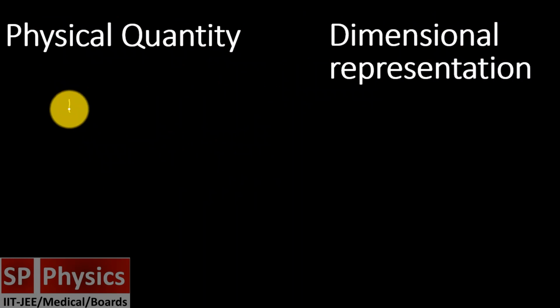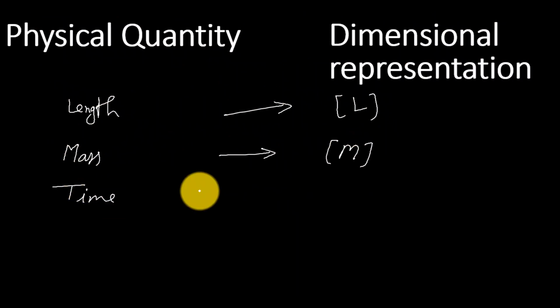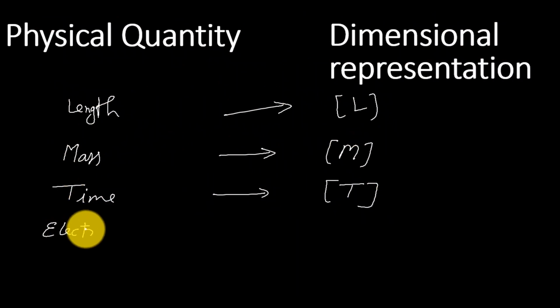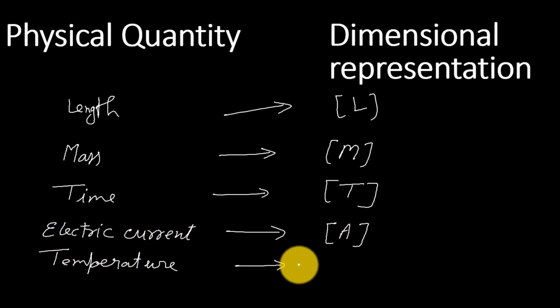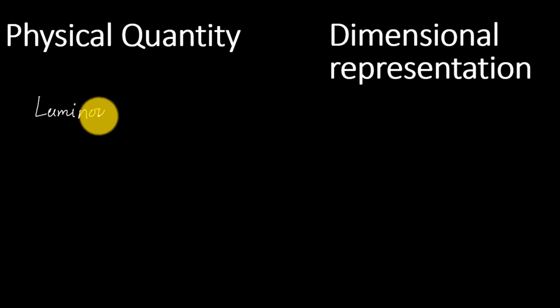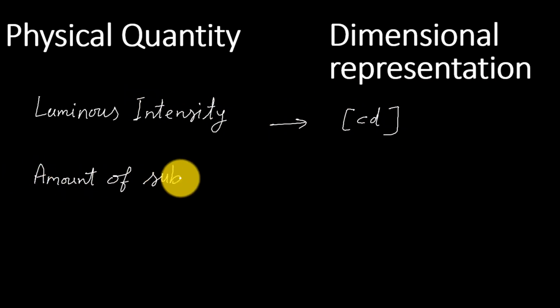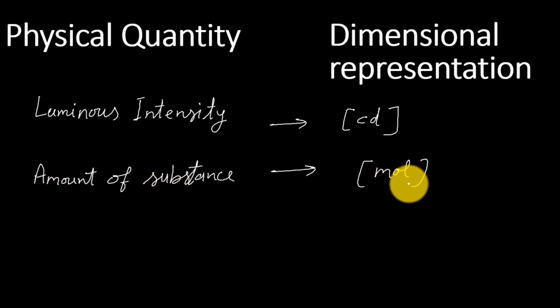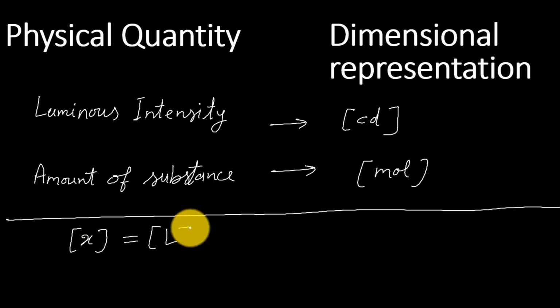For example, we represent length by capital L in square brackets, mass by symbol capital M in square brackets, time by symbol capital T in square brackets, electric current by symbol capital A in square brackets, temperature by symbol theta or K in square brackets, luminous intensity by cd in square brackets, and amount of substance by mole in square brackets. If x represents a distance which has dimension of length L, we write this as [x] = [L].